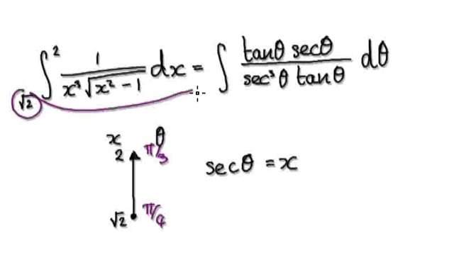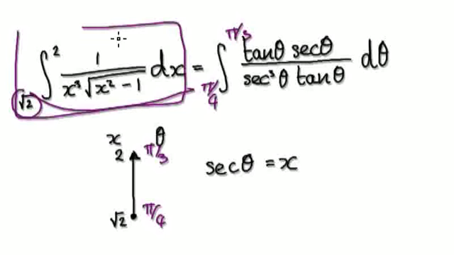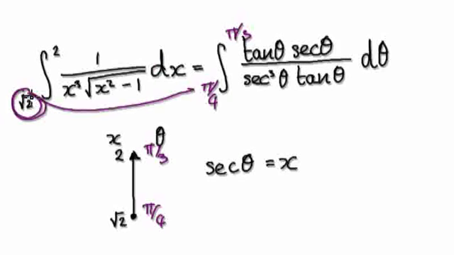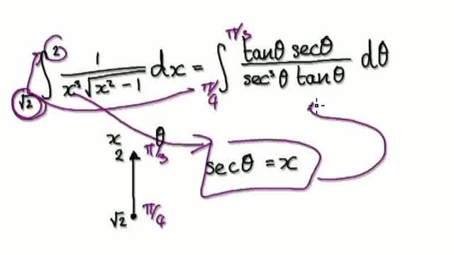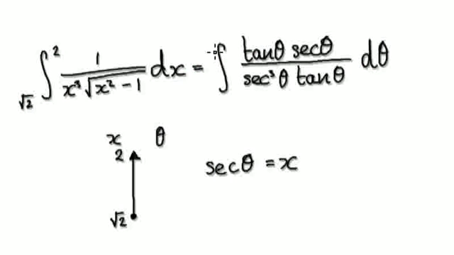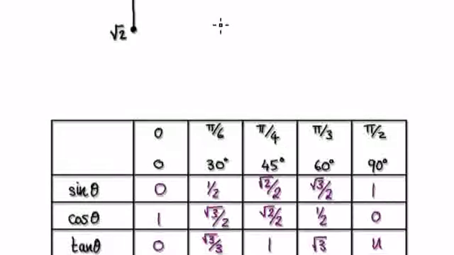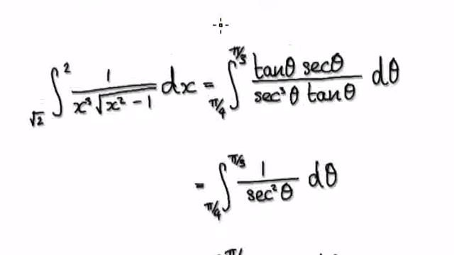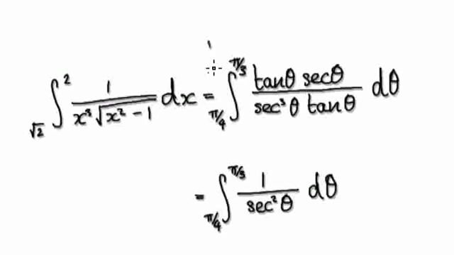So to translate this will then give us pi over 4 here, and then pi over 3. So when you're in the dx realm, you're integrating from square root of 2 all the way to 2. But once you've made this substitution, you are now living in the d theta world. So in the d theta world, you need to integrate from pi over 4 to pi over 3. Okay, so that will then take us to here.